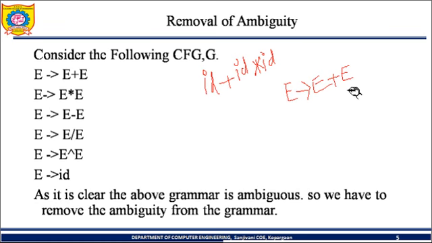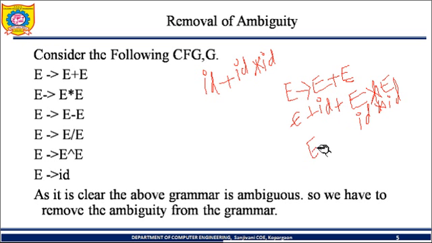After that I am going to replace the first E with id. After that I replace the next E with E star E, and finally I replace all these E with id, meaning terminals. So we generate the string which we want with the help of our given grammar: id plus id star id plus id star id. The same string I can generate in another way.